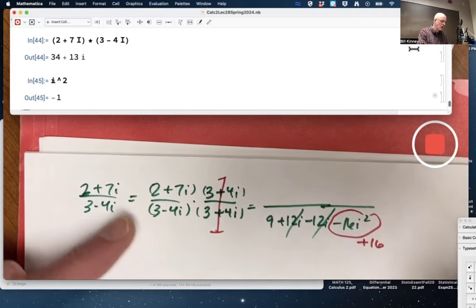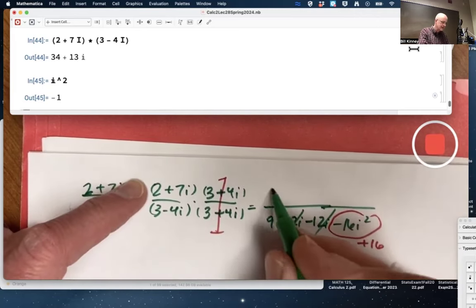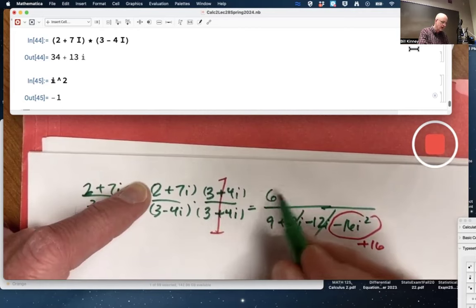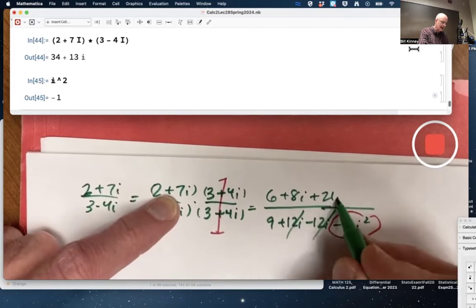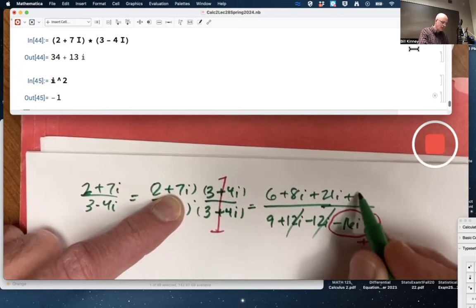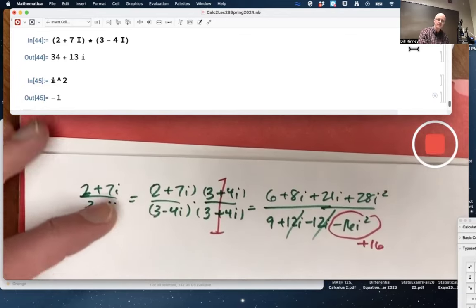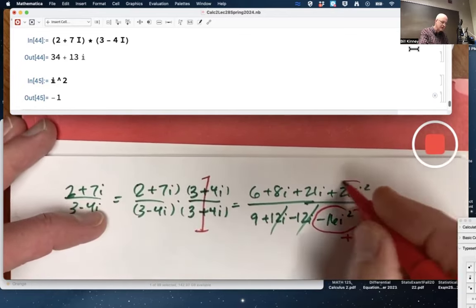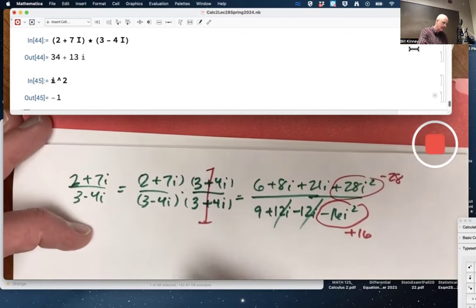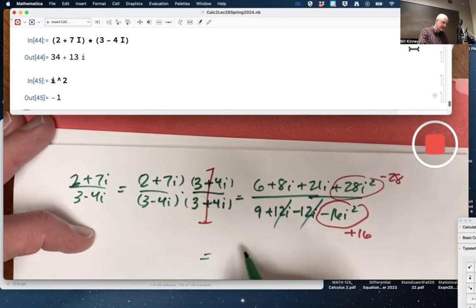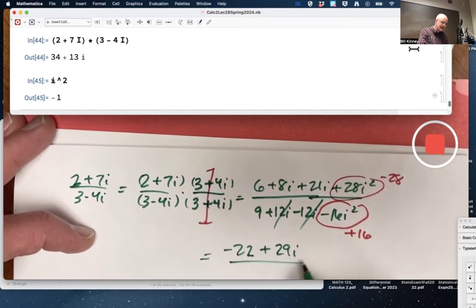On the top, the i's don't go away. 2 times 3 is 6. 2 times 4i is plus 8i. 7i times 3 is plus 21i. And then I get plus 28i squared. That does become negative 28. 6 minus 28 is negative 22. 8i plus 21i is plus 29i.